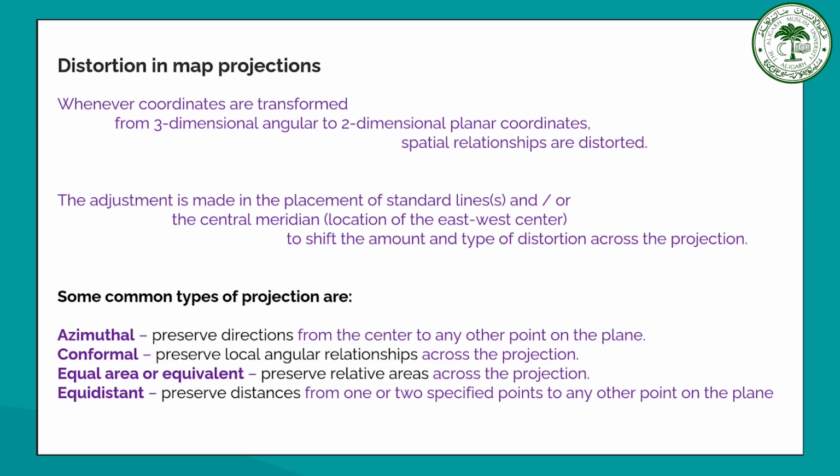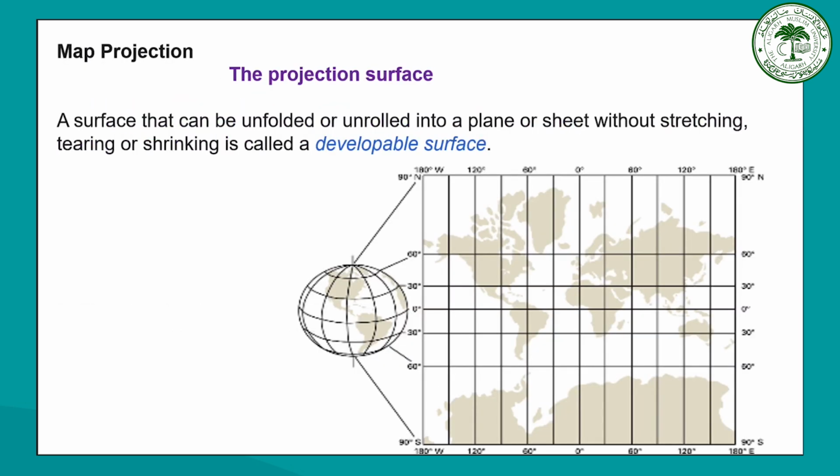So that way the choice of projection depends on our purpose of representing a specific area over the Earth's surface. So the projection surface, as you can see here, is a flat plane, and the spherical Earth is represented on the flat plane. Our surface can be unfolded and unrolled into a plane or sheet of paper without stretching, tearing and shrinking, and it is called a developable surface area.